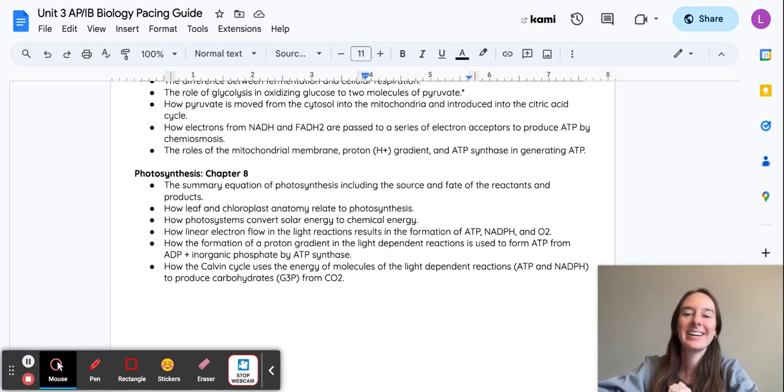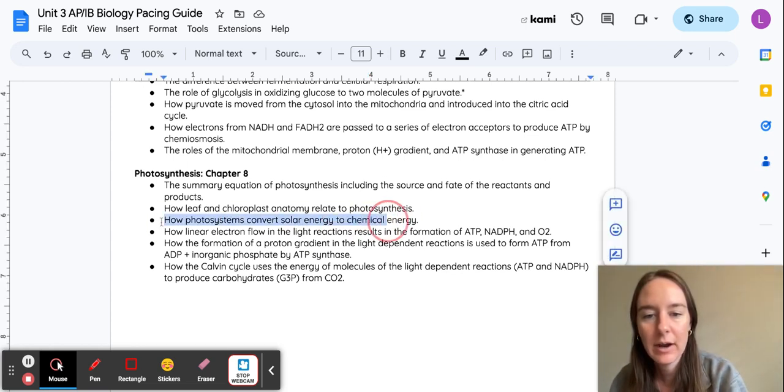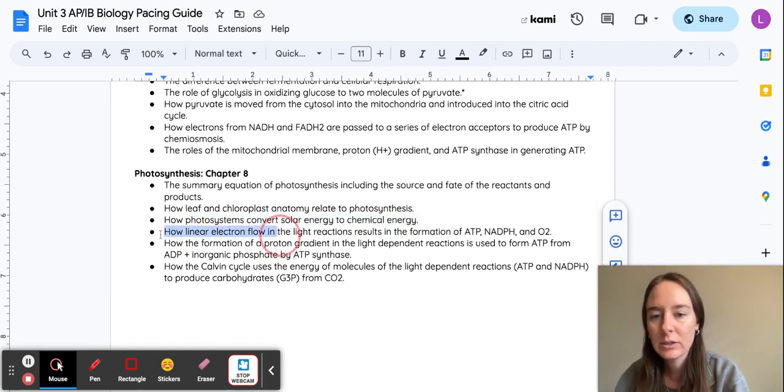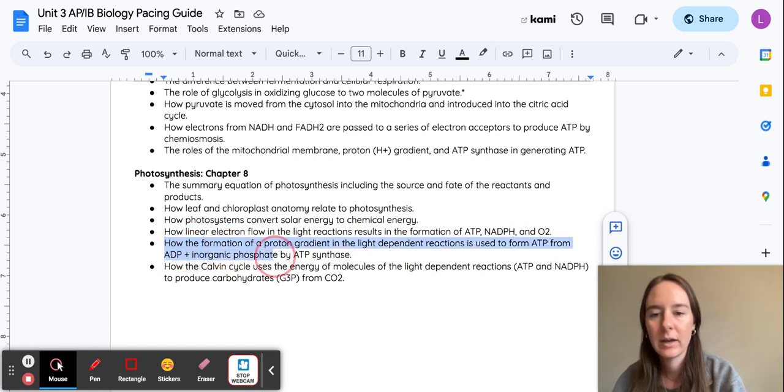All right, so we're going to take a look at Chapter 8b, looking at the first step of photosynthesis, the light-dependent reactions. And in this video, we are going to be looking at this "you must know" here: how photosystems convert solar energy to chemical energy, how linear electron flow in the light reactions results in the formation of ATP, NADPH, and O2, oxygen, and how the formation of a proton gradient in the light-dependent reactions is used to form ATP from ADP and inorganic phosphate by ATP synthase.